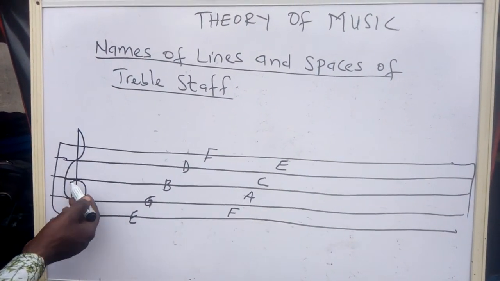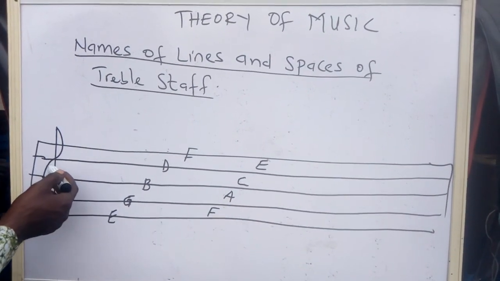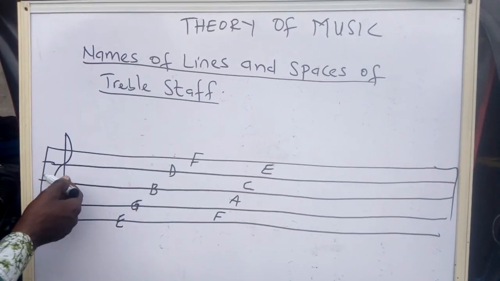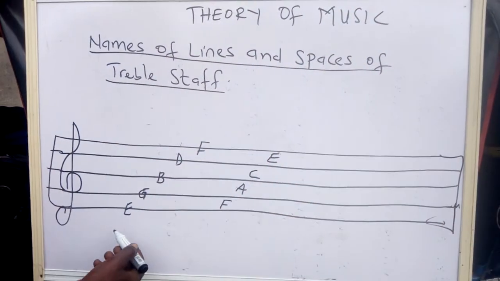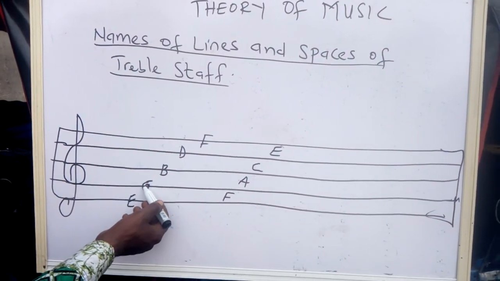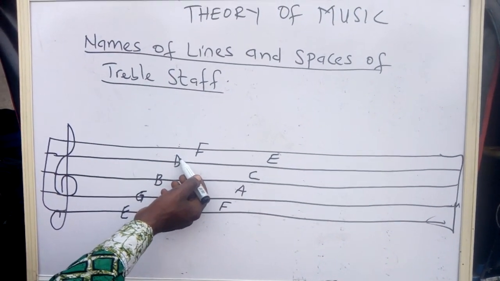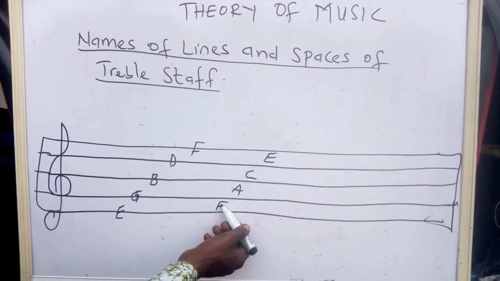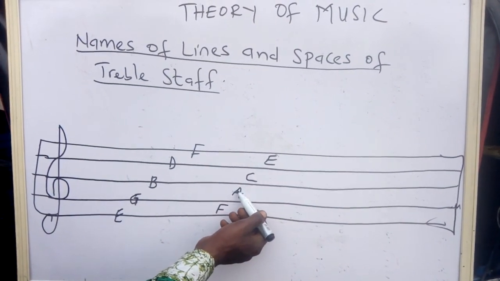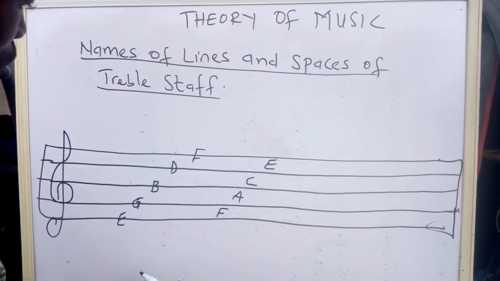Remember, any staff on which this clef sign is placed is called treble staff. This is your treble staff. And the first line is taking E, second line G, third line B, fourth line D, and the fifth line F. Then the first space F, second space A, and the third space C, the last space which is E.